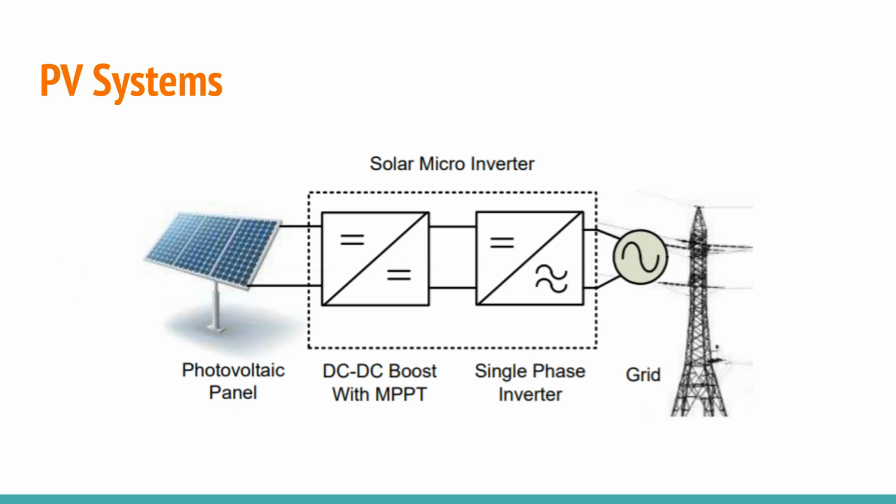Next, there is a DC to AC inverter, which converts the DC power from the boost into AC power that can be accepted by the grid. Both the inverter and boost converter benefit from the use of silicon carbide MOSFETs.